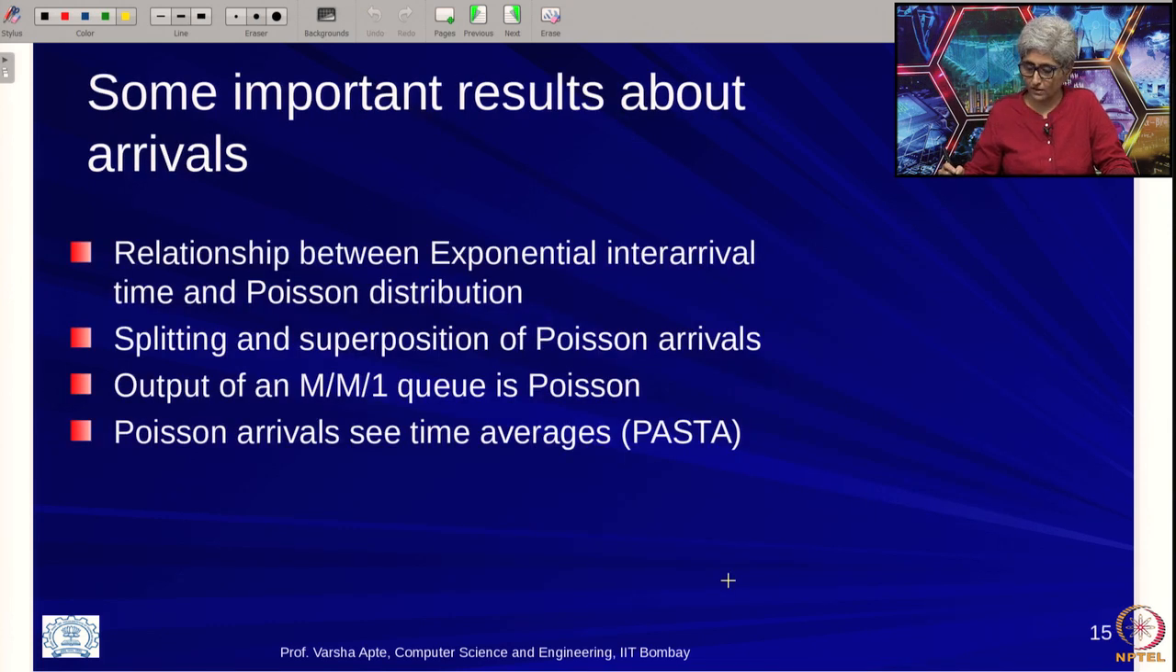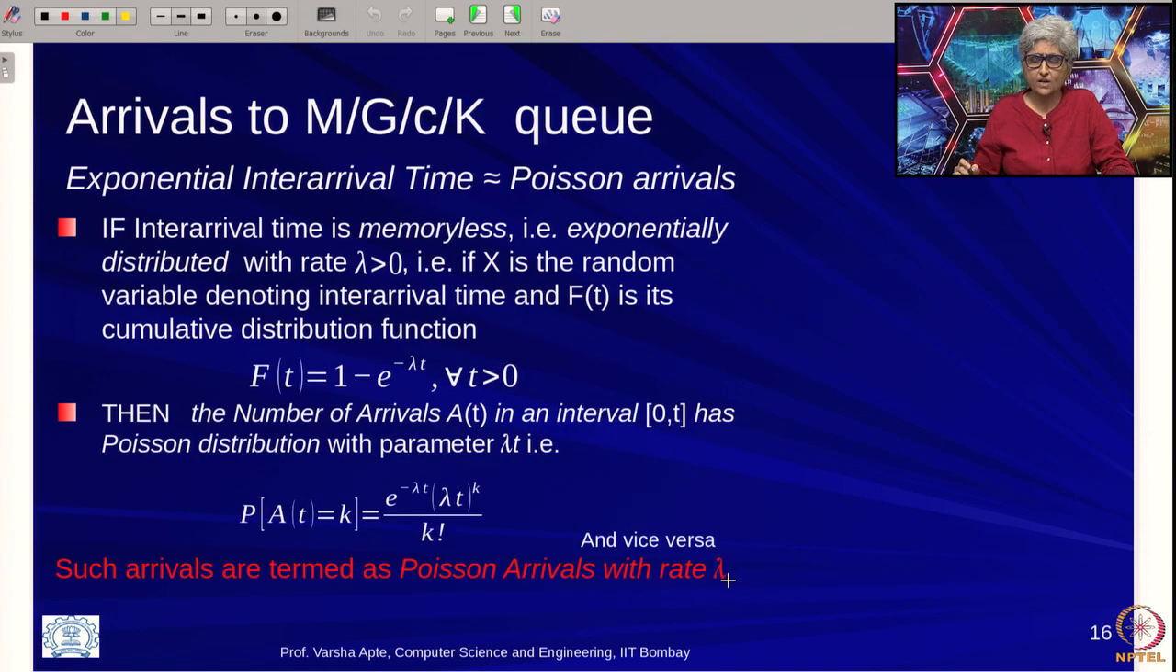We are also going to talk about some other results today. These are about arrivals, and let us get into them. There is a very interesting relationship between when inter-arrival time is exponentially distributed and the Poisson distribution. So, what is that relationship? Suppose inter-arrival time is memoryless, which means that it is exponentially distributed with the rate lambda. And if X is the random variable denoting the inter-arrival time and F of t is the cumulative distribution function, this simply defines what the cumulative distribution function looks like. This is just for completeness. Again, we are not going to do this proof. I am just stating this result without proof. I am just showing you what exponential distribution means.